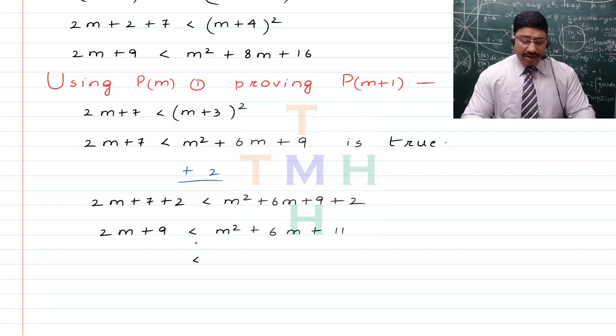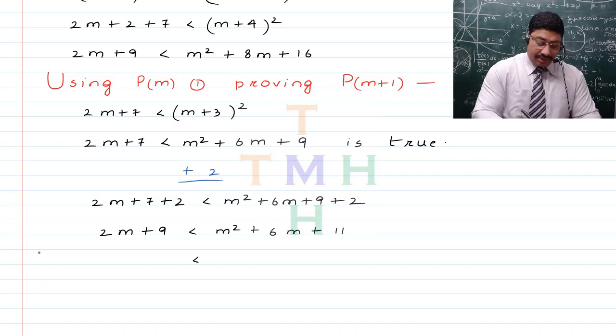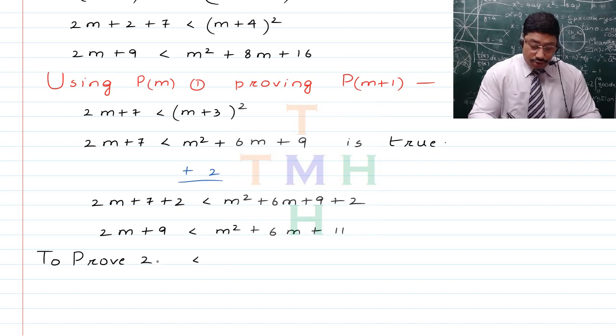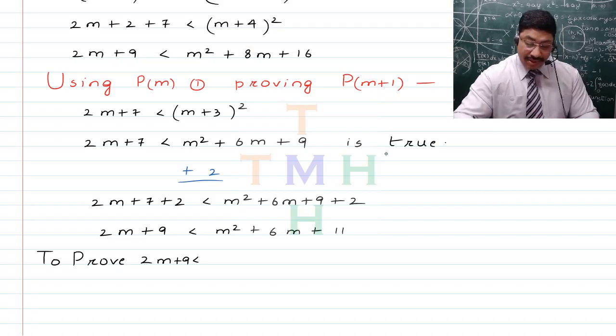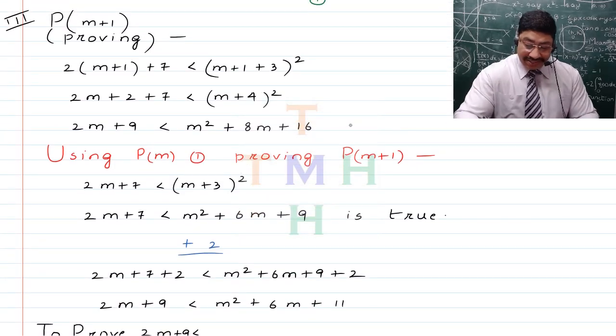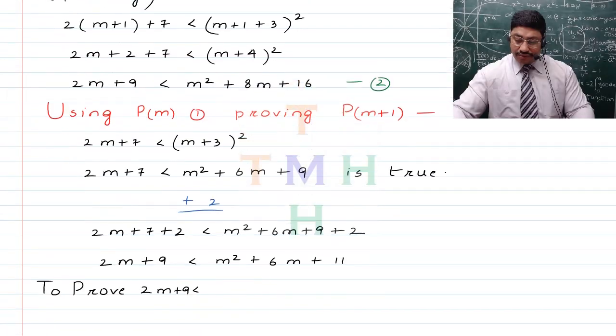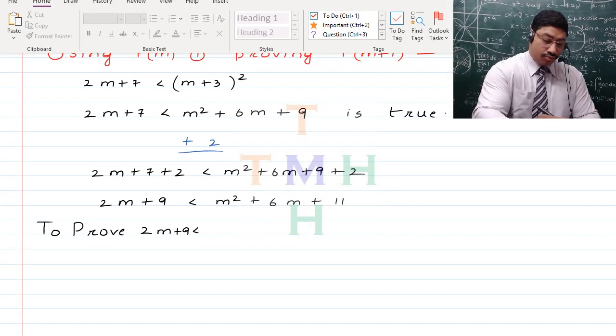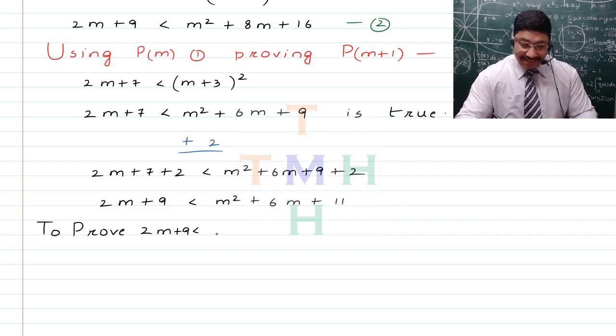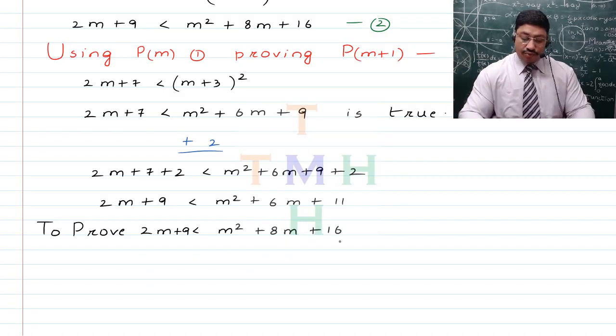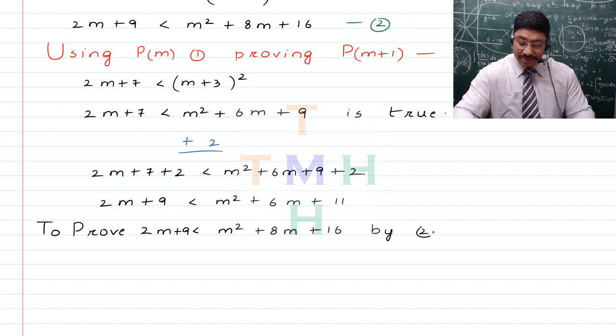So as such, what we can do is we can now write this in terms of what we require, and as such, we will bring it to prove 2m plus 9 here. From where are we bringing this? We are actually bringing this from the step which is P(m+1). What is it that has to be proved? So from 2 we know this, that 2m plus 9 is to be less than m square plus 8m plus 16. So we have to prove this, and by which inequation? By inequation number 2, right?